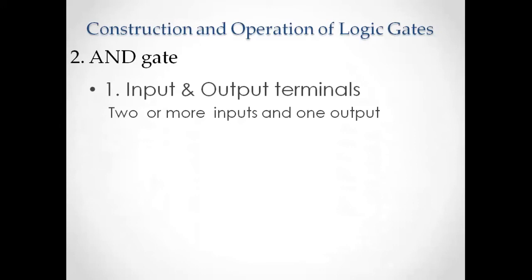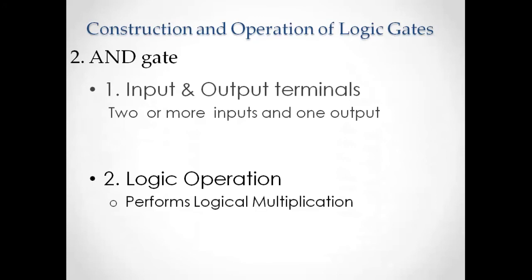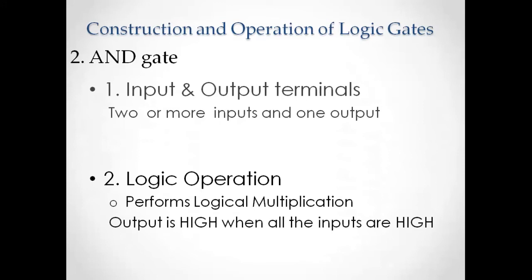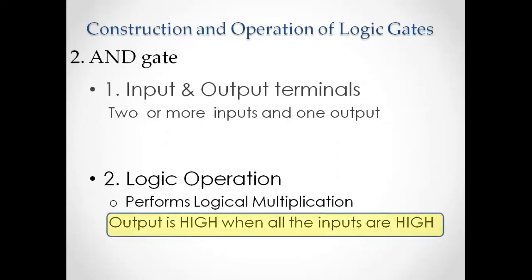About the input and output terminals, an AND gate can have two inputs or more than two inputs, but will have only one output. The logic operation of an AND gate is logical multiplication, and the output is high when all the inputs are high. Only when all the inputs are high, the output will become high. If any one of the inputs is low, then the output will be low. So this is the logic behind the AND gate.